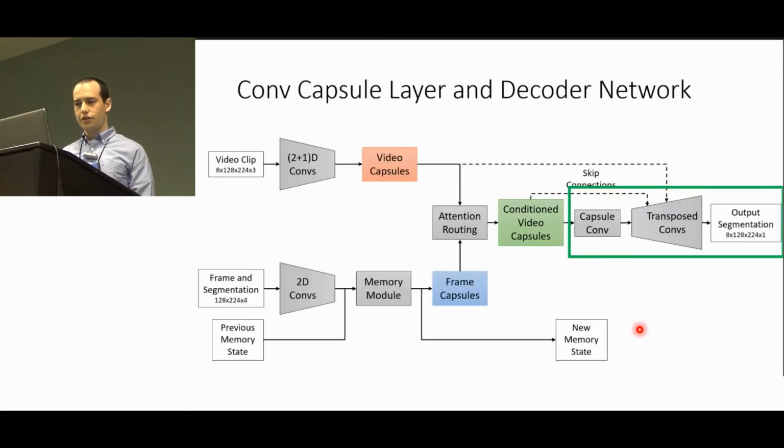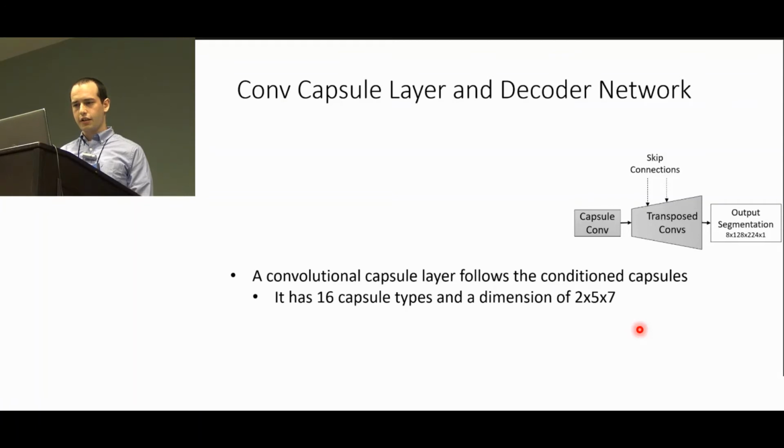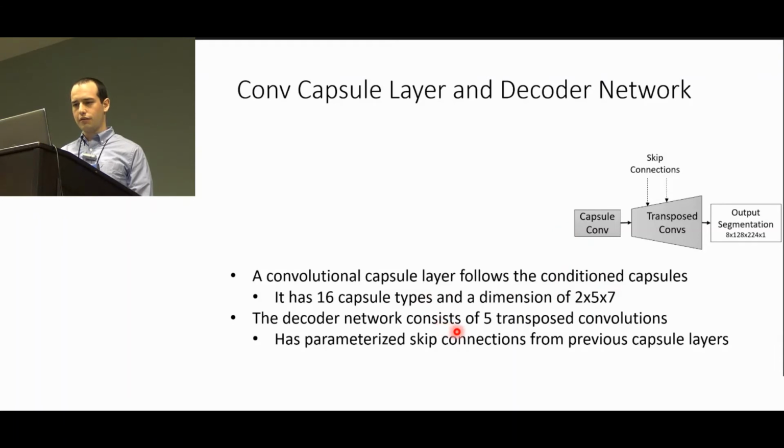Then these conditioned video capsules are sent through another capsule convolution. So both of these convolution operations make use of that capsule pooling. If not, this network would never fit into a standard GPU, a single GPU. So it's passed through a secondary convolutional capsule layer, and then these capsules are sent through a decoder network with transposed convolutions. And the output is a segmentation for those 8 frames of video.